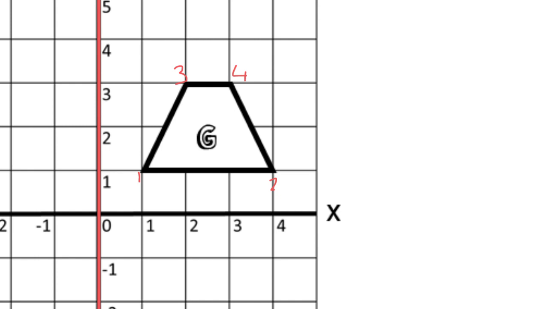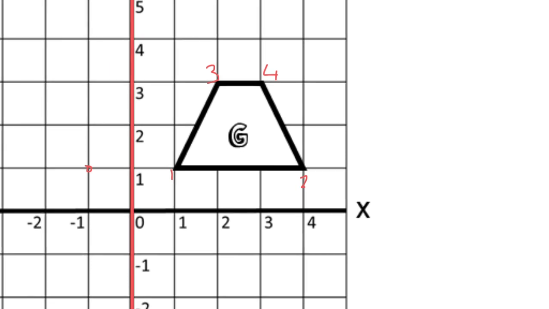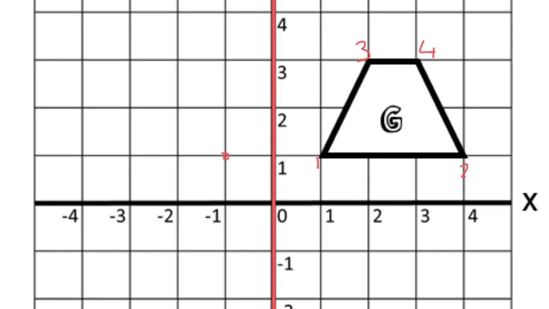Point 1 has got a coordinate of 1, 1. So reflecting that in the y-axis will be minus 1, 1. Point 2 has got a coordinate of 4, 1. So it'll be minus 4, 1. Point 3 has got a coordinate of 2, 3. So it'll be minus 2, 3. And point 4 has got a coordinate of 3, 3. So it'll be minus 3, 3.